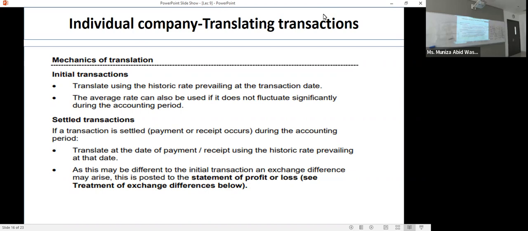That difference has to be posted to the statement of profit or loss. That gain or loss which has actually arisen has to be posted to the statement of profit or loss as an indirect income or an indirect expense, not the direct. Sales revenue is the one which you have recorded at the time of the transaction. Now the gain or loss due to the exchange rate fluctuation will be posted as an indirect expense or an indirect income in your SOP.